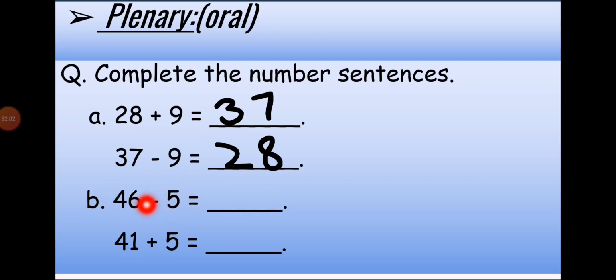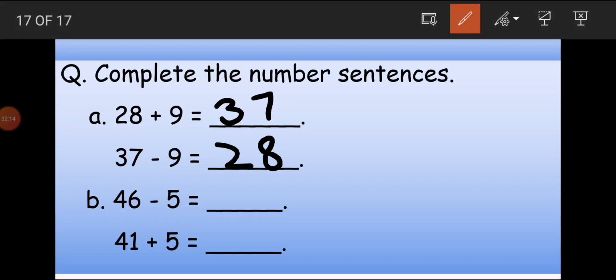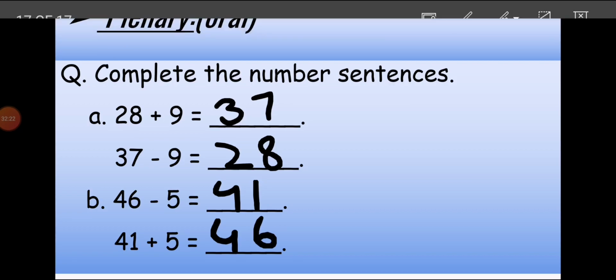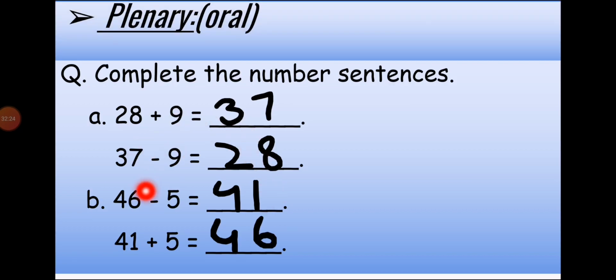Now 46 minus 5, again, you can count back, 46 in mind, now count back, 45, 44, 43, 42, 41. Yes, the answer is 41. Now 41 plus 5, 41 in your mind, now count on 42, 43, 44, 45, 46. The answer is 46. You can see they are related to each other, addition and subtraction.